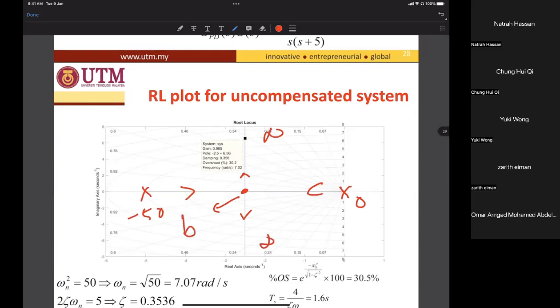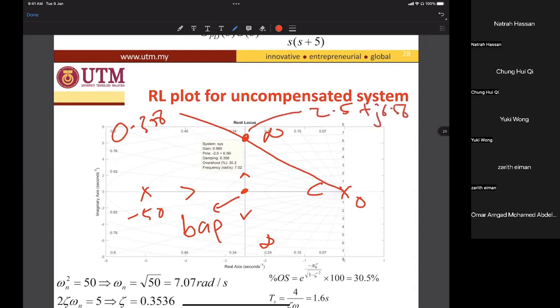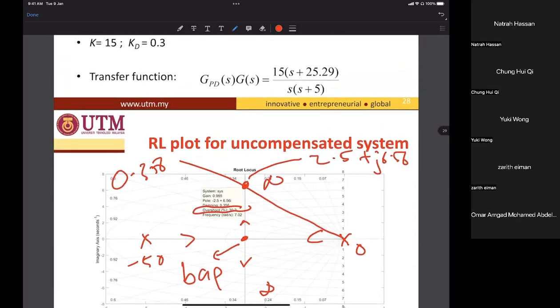Break away point. And the zeta here is 0.356. And the dominant pole is minus 2.5 plus j 6.56. And the overshoot is 30.2.